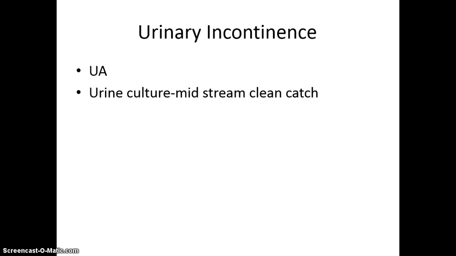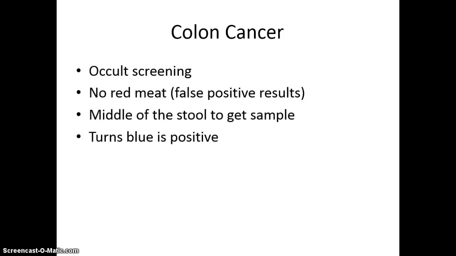If you can't get it that way because of incontinence or other issues, you'll probably have to do a mini cath to obtain that sterile specimen. With colon cancer, we want to be looking at those occult screenings where we use the occult tester to look at is there blood or hidden blood, is what occult means. Remember that red meat can give a false positive result, and so you want to make sure that that person has had 2-3 days without red meat in their diet before doing the occult screening.